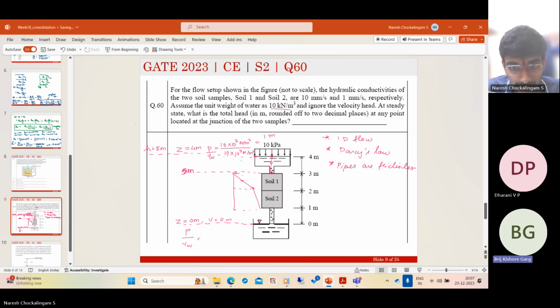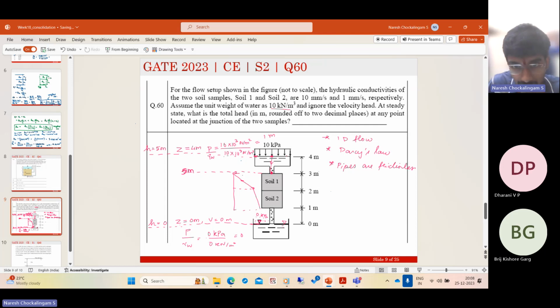Here, pressure is 0 kilopascals. So here pressure head is 0. So here it is 0 kilopascals by 10 kilonewton per meter cube. So pressure head, be careful. Whenever you have a free surface, whether it is open channel flow or a hydrostatic condition or even any pipe flow, whenever you have something exiting to the atmosphere, here you have a free surface. So there you have the pressure head is 0.